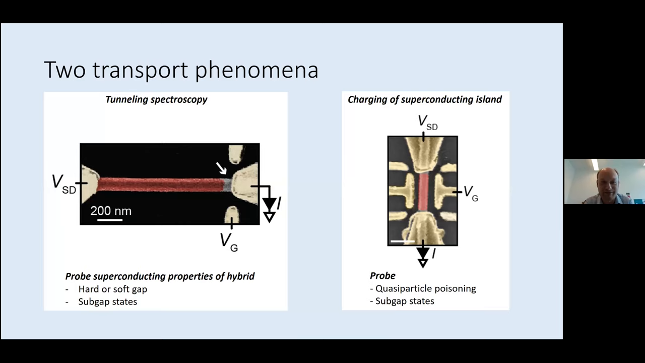So this is the type of device. As I mentioned, it's quite simple. So the tunnel device, as David already showed, and then also the superconducting island here. So it's a piece of lead on indium arsenide in the structure here, the lead in red. And what we probe is this hard or soft gap, and potentially also subgap states. But here I will focus on the hard and soft gap for the initial measurement.